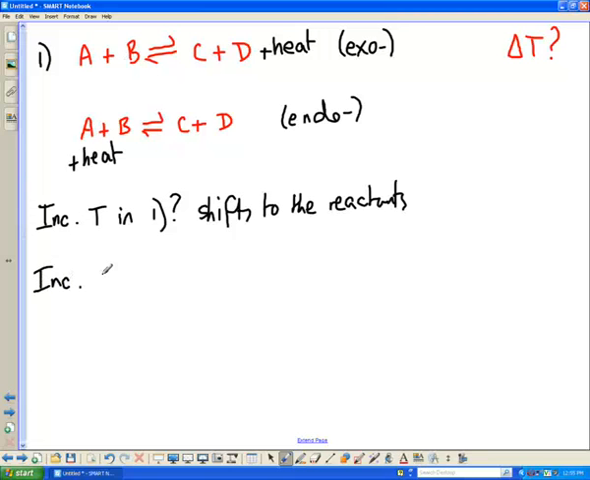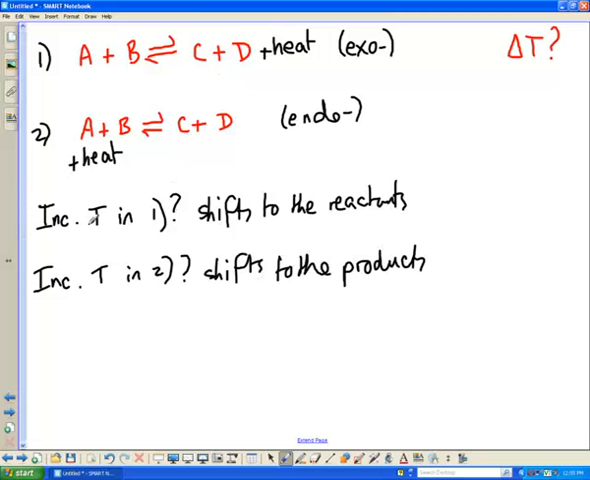If on the other hand I increase the temperature in reaction number 2, and I do exactly the same thing, once again I apply my heat across the whole reaction. I'm not applying anything over one side or this side. I apply whatever heat or pressure or volume or concentration across the whole reaction. And so I'm going to shift away from the side that has the most heat. So in this case it shifts to the products. Alright.